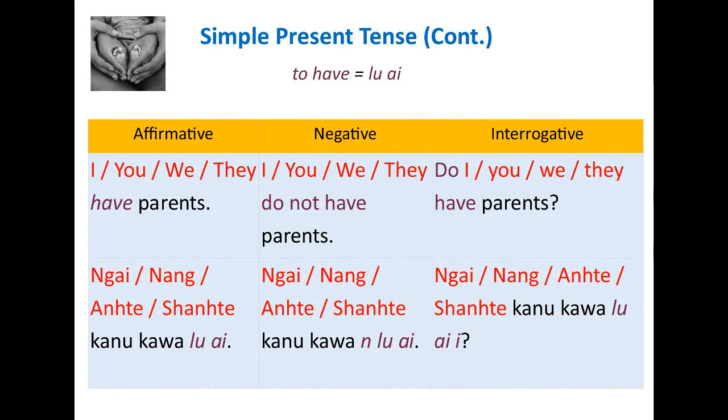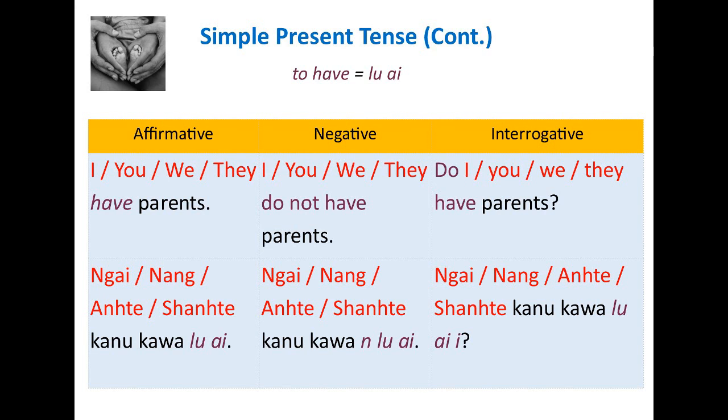Let's learn the infinitive verb to have in this slide. To have in Kachin, Jinghpaw, lu ai. Let's see the affirmative column. I have parents in Kachin, Jinghpaw. Ngai gnu gua lu ai. You have parents. Nang gnu gua lu ai. We have parents. Ante gnu gua lu ai. They have parents. Shante gnu gua lu ai.